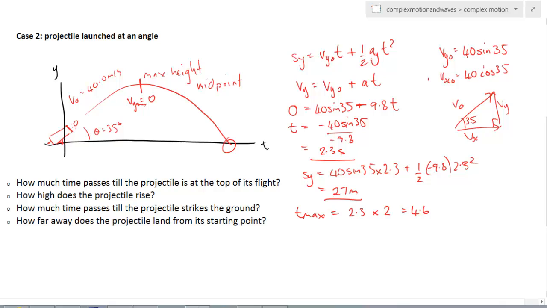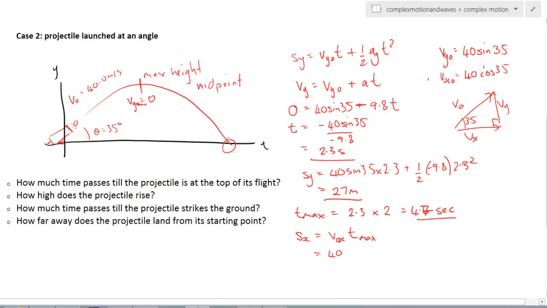This was actually 2.33, so this turns out to be 2.47 seconds. And that's important because you want to find out how far away. So if you're trying to find out the range, you now go to your x direction, where you use your x component of velocity and T max to find out how big your range is.